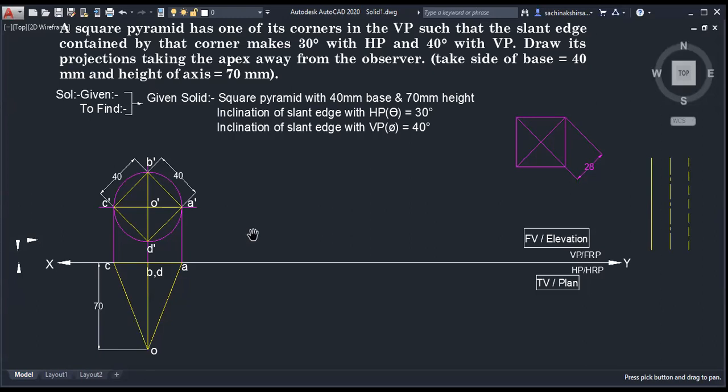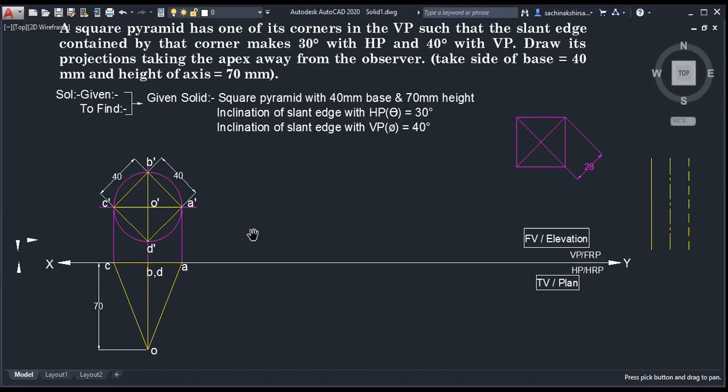VP, 40 degree. How? What I have told earlier. As this solid is lying in VP, the first inclination we have to give is of VP. That's the thumb rule. As it is applicable in plane, it is also applicable in solid. We have discussed it in projection of plane, same is here. As the solid is lying in VP, first inclination is with VP. When the solid is lying in HP, first inclination is with HP. Simple.